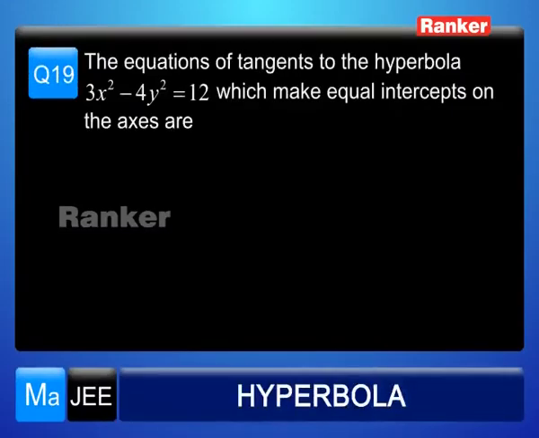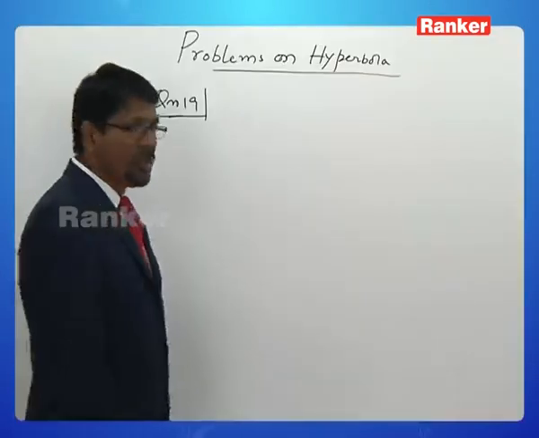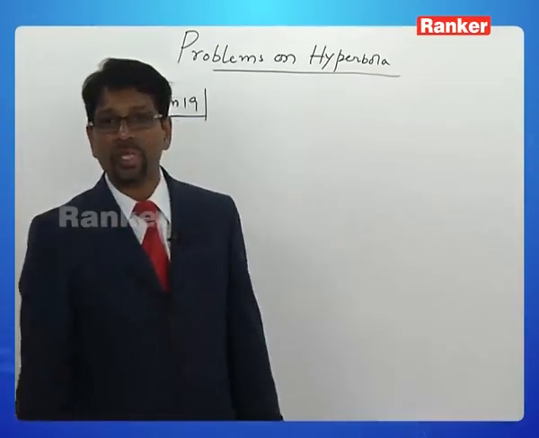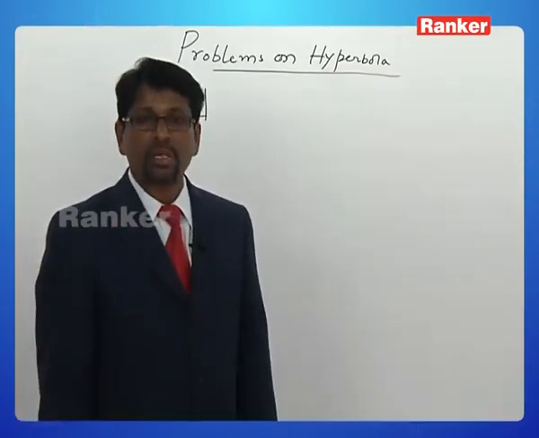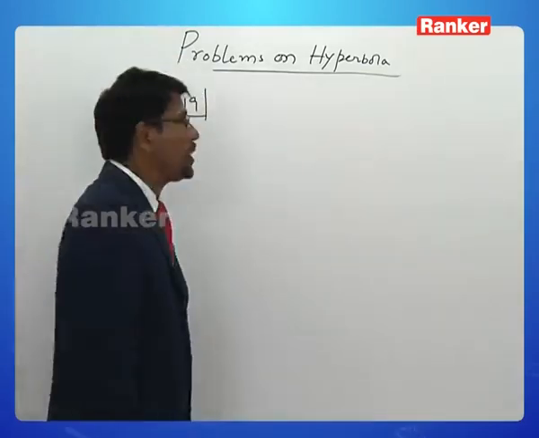The equations of the tangents to the hyperbola 3x² − 4y² = 12, which make equal intercepts on the axis, are: first option x + y = ±1, second option x + y = 2, third option x + y = 3, fourth option x + y = 4. Now if a line makes equal intercepts with the axis, then its slope has to be either +1 or −1.